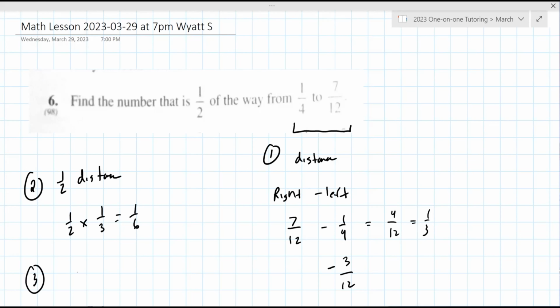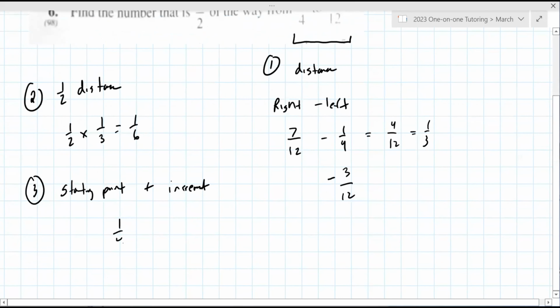Third part of the algorithm is you have to take your starting point and add the result from the previous part, so plus the increment, we'll say. So you take wherever you started, which is 1/4, and you add the 1/6 to it. Is that kind of what you did? Yeah, I was missing that last step there, but there we go. Got it. All right, very well. That makes sense.